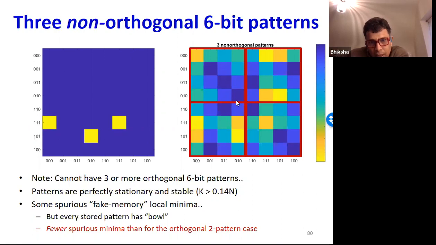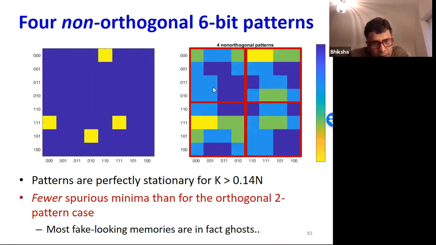Consider this square over here. This square is not a pattern that I'm trying to remember, okay? But if I start off the network at this location, if I initialize the network to this location, it's going to go here, and all of the neighboring locations, so locations neighboring this guy, have higher or the same energy. So in other words, the network is going to wander into this location and stay there. It's not going to move away. So this is a fake memory.